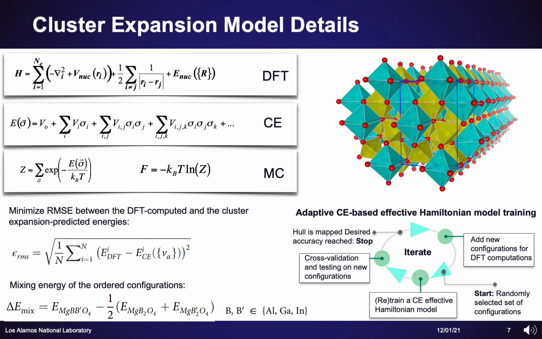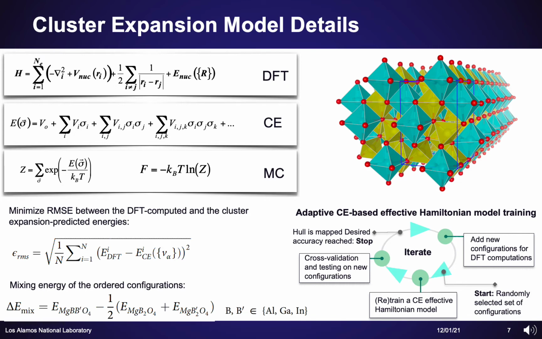A cluster expansion model is then trained on this set. Within this formalism, the energy E of a configuration is expanded as a linear combination of pseudo-spin configuration variables. The coefficients V_I's represent effective cluster interactions that are fitted to the DFT energies using a 5-fold cross-validation method.